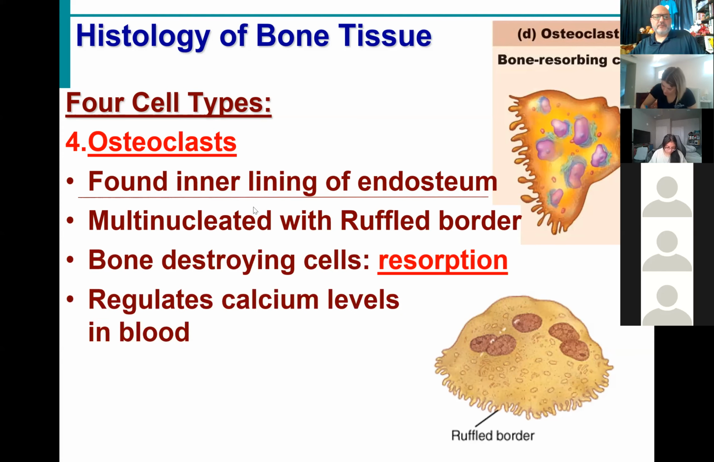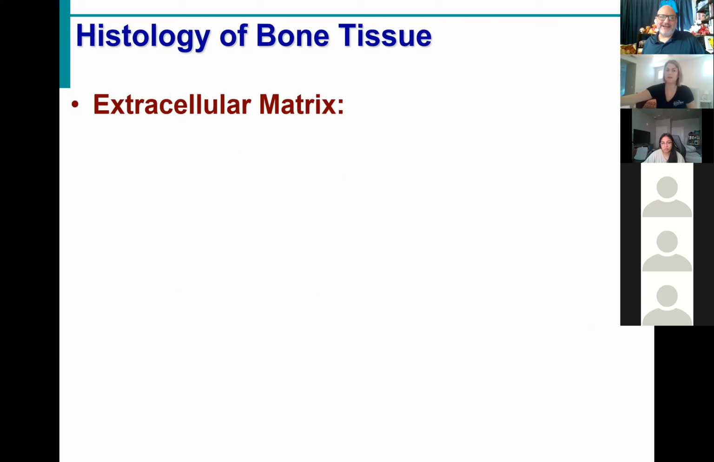All right. So these help us to remodel our bone, change the shape of our bone as we grow, but dynamically, they also help us to regulate calcium levels in our blood. All right, questions on that? No. All right, so those are the 4 cells we find in our bone connective tissue.